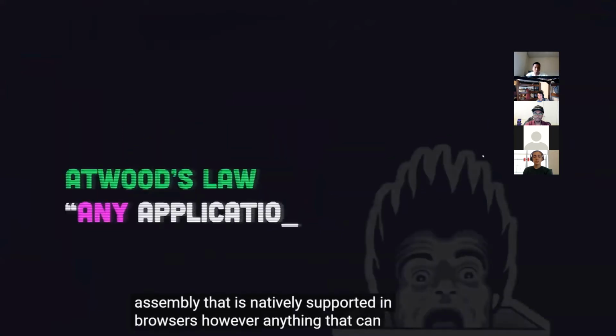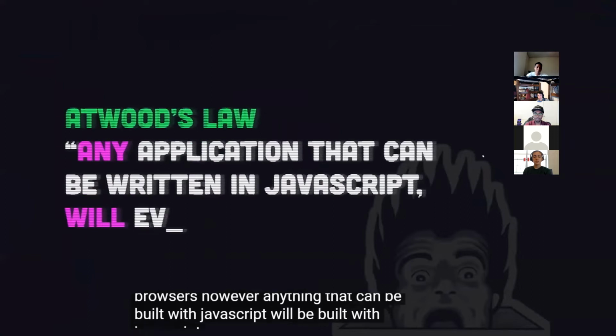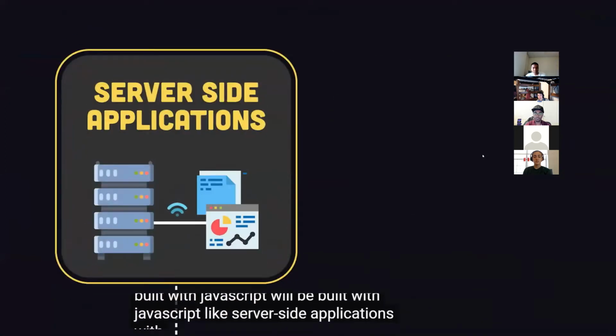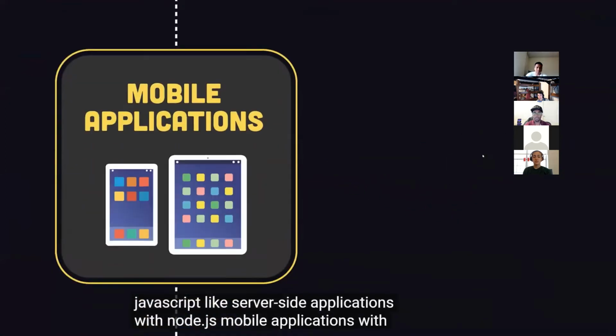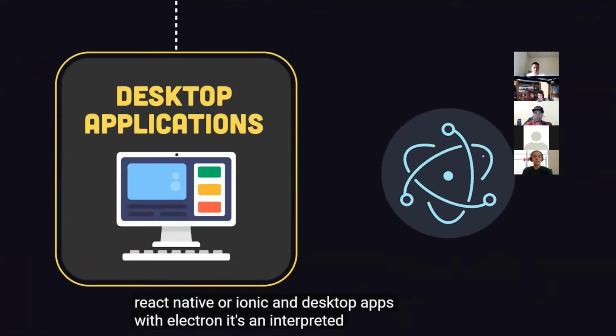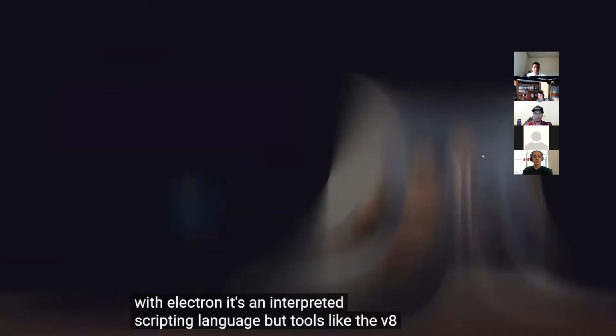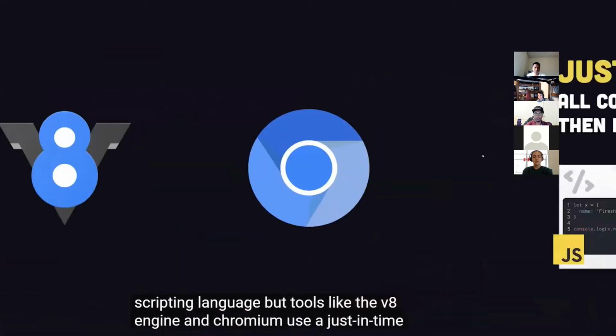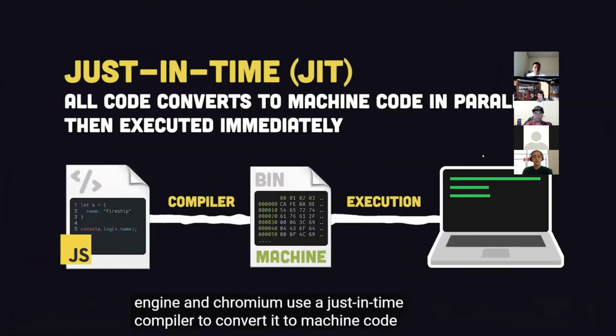However, anything that can be built with JavaScript will be built with JavaScript, like server-side applications with Node.js, mobile applications with React Native or Ionic, and desktop apps with Electron. It's an interpreted scripting language, but tools like the V8 engine and Chromium use a just-in-time compiler to convert it to machine code at runtime.